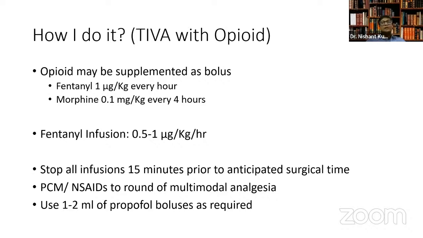So, opioid may be supplemented as a bolus, as you would do for any other anesthetic. So, fentanyl 1 microgram per kg per hour. Do morphine 0.1 milligram per kg every 4 hours, as you would do with the inhalation anesthesia. Or you can use fentanyl, 0.5 to 1 microgram per kg per hour. Now stop all infusions 15 minutes prior to anticipated end of surgical time. Paracetamol inserts to round off your multimodal analgesia. And if you stop the infusions and the patient is coming out, the surgeon is taking an agonizingly long time to close the abdomen or take sutures, or there's a trainee there who's learning how to suture, you can always use 1 to 2 ml of propofol bolus as required, even in between. So that is why the 10 ml syringe of loaded propofol.